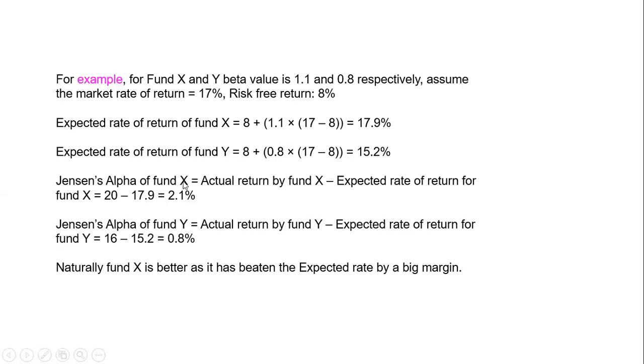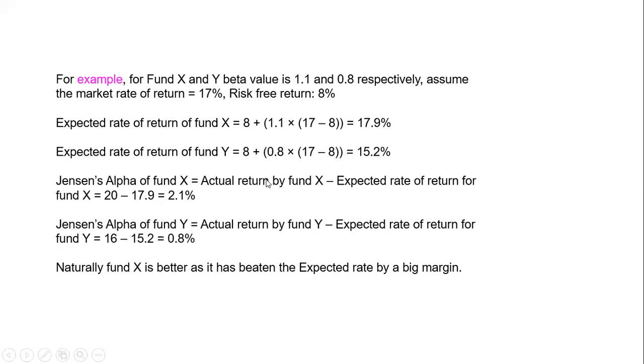Jensen Alpha of fund X: actual return of the fund. This is given in the question. The mutual fund is giving a return of 20%. This is given in the question. And with your calculation, you should get 17.9.